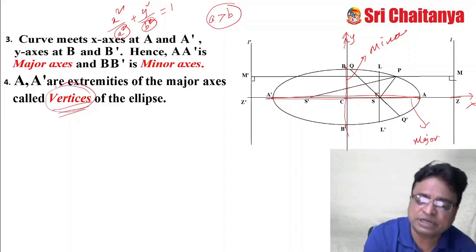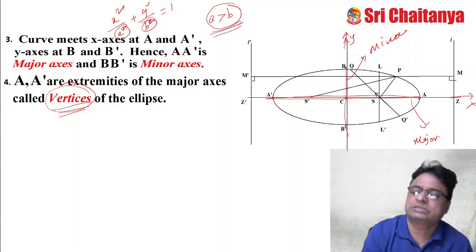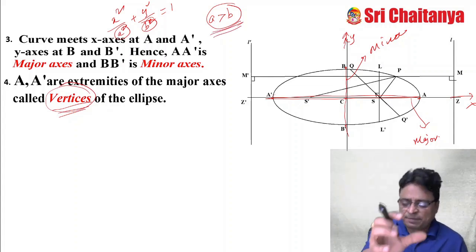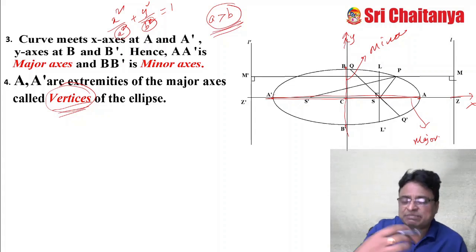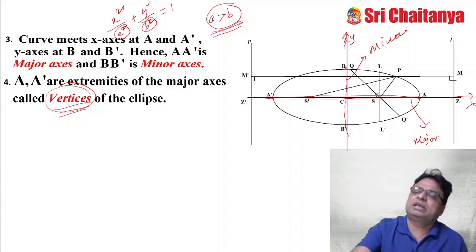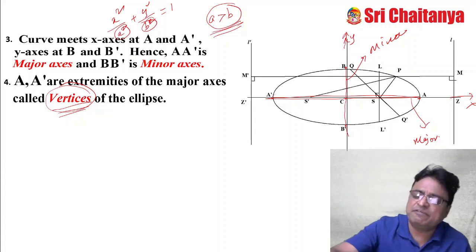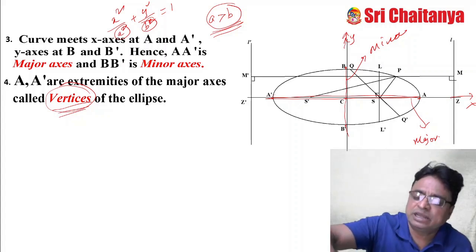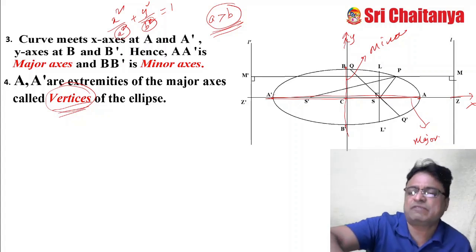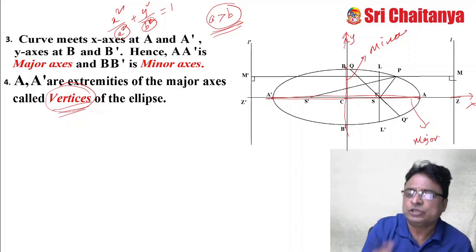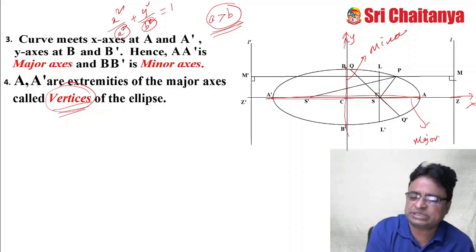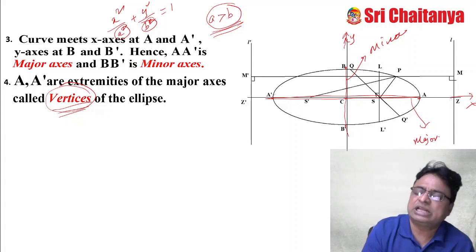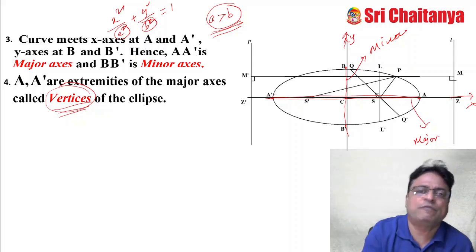This is all for the a greater than b case. Just imagine the same points for the a less than b case also. That means everything you have to imagine along the y-axis, that is the only difference. So in this video, I am just concentrating on a greater than b. I am giving the a less than b, or b greater than a, case as homework for you.